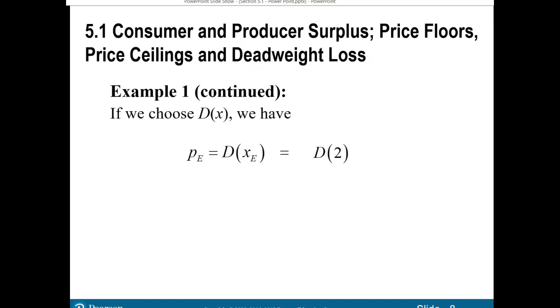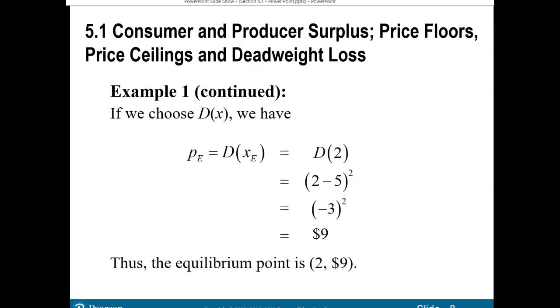So if you plug the 2 into your demand function, that was x minus 5 squared, so 2 minus 5 squared, negative 3 squared is 9. Remember, the y value of those curves is price, that is $9 per unit. So the equilibrium point, 2 units, $9 per unit, is the ordered pair.